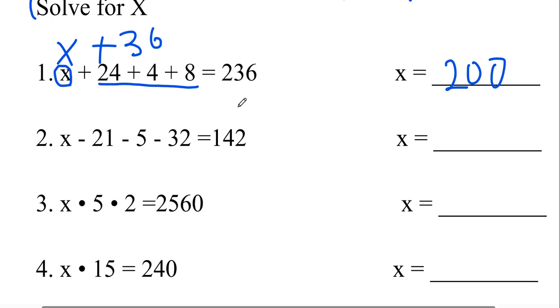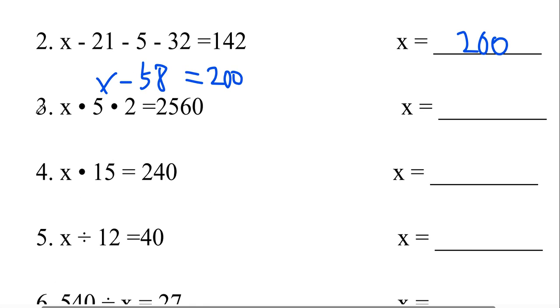Okay, number two. So this is the same question except that this is negative. So if you add everything, then this becomes negative 58, and you have x behind again. And if you want to isolate it, you're going to add 58. So this becomes 200 again.